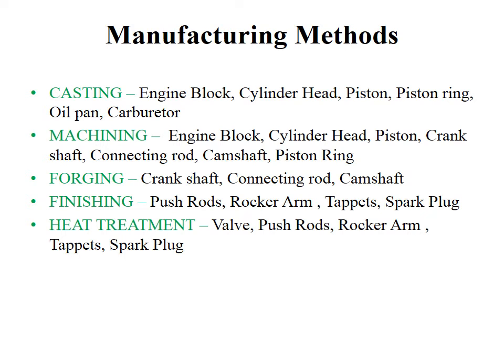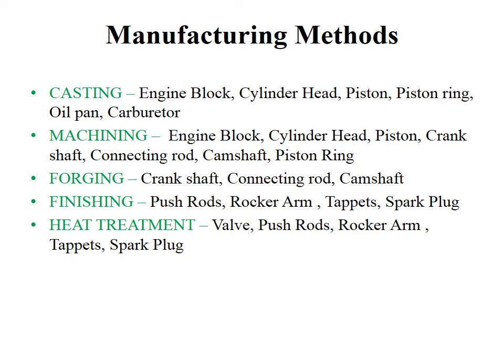This slide is about the various manufacturing methods, to give you an introduction to the manufacturing methods of engine components. Most commonly used is casting. Casting is basically used for engine components like engine block, cylinder head, piston ring, oil pan and carburetor. You're already aware of casting, in which molten metal is poured into a mold and then it takes the shape of the mold, and that is nothing but casting.